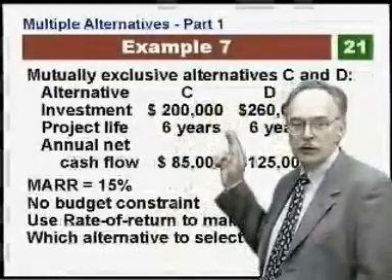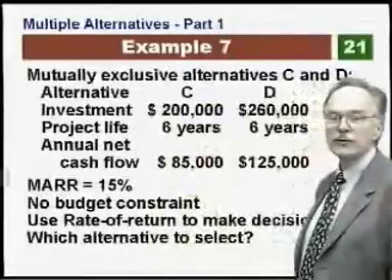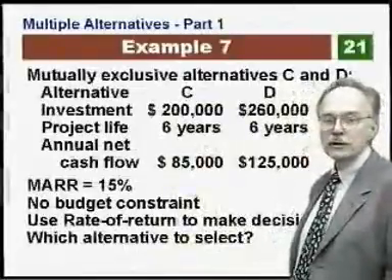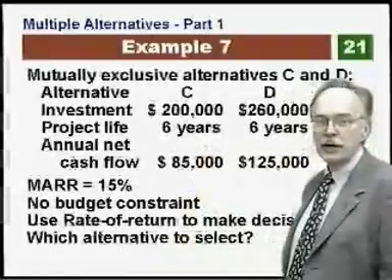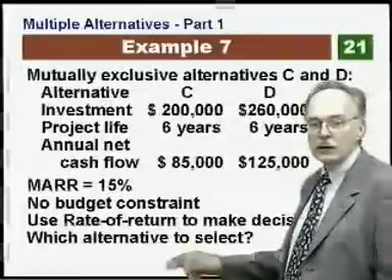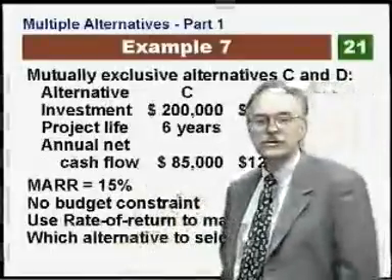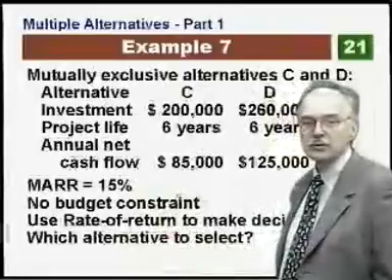Here's the information for C, an investment of $200,000, project life is 6 years. D has an investment of $260,000, project life is 6 years. The annual net cash flow for C is $85,000, and for D, $125,000. Minimum attractive rate of return, 15%. Again, no budget constraint. And we want to use rate of return to make a decision.